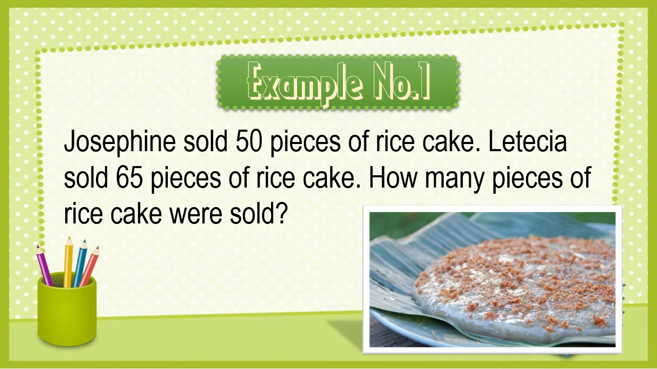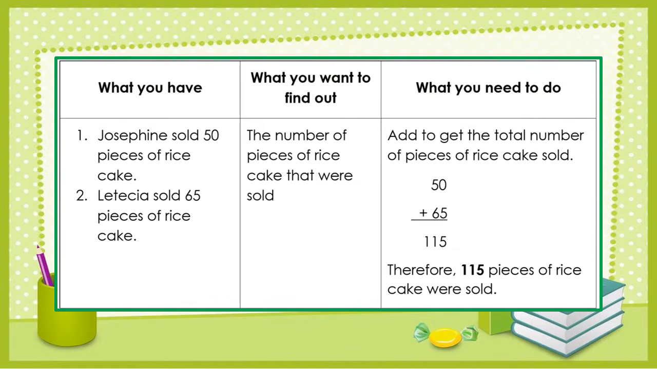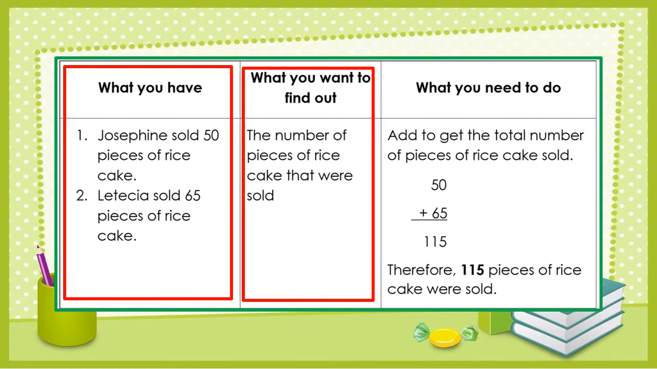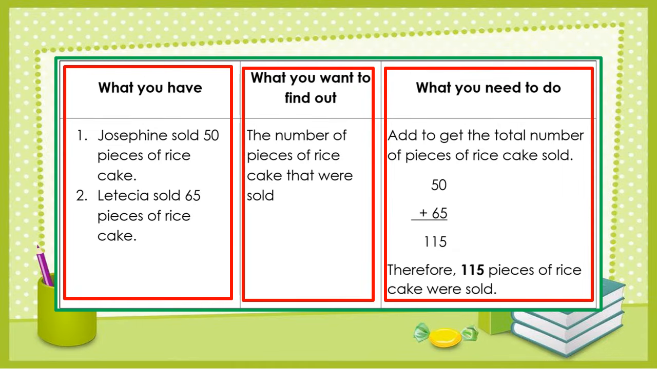Josephine sold 50 pieces of rice cake. Leticia sold 65 pieces of rice cake. How many pieces of rice cake were sold? The table shows a systematic way of answering the problem. You identified what you have, what you want to find out, and what you need to do. You use addition to get the total number of pieces of rice cakes. You were able to determine that there are 115 pieces of rice cake sold.